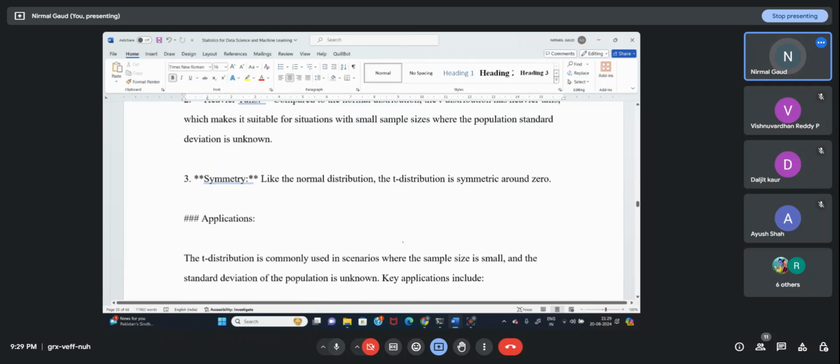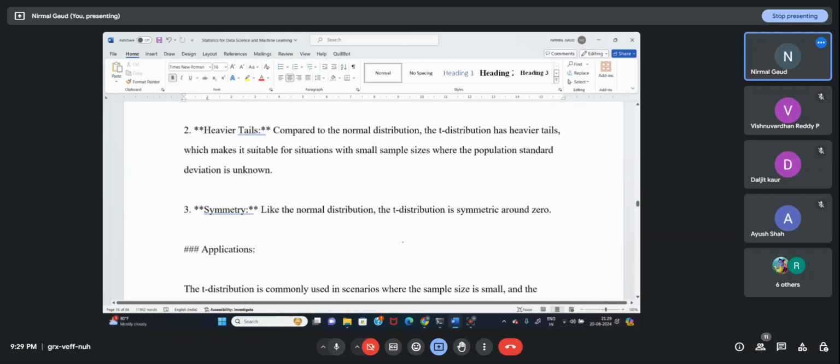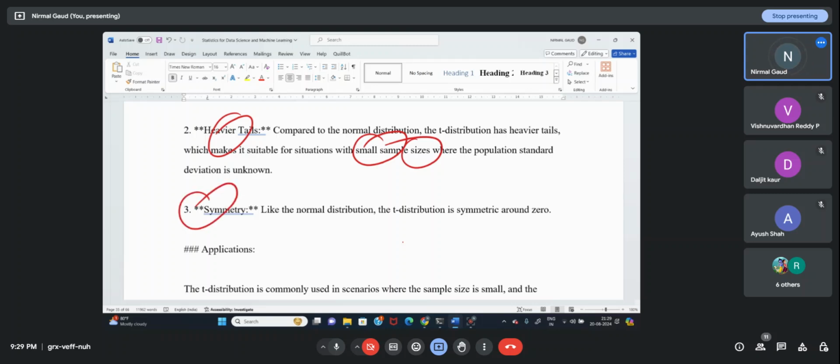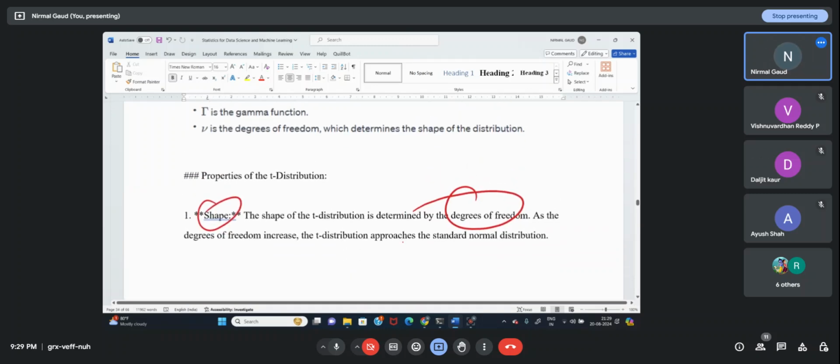There are many things related to student T also, like shape, as I told. The shape is like normal only, but it has one thing: degree of freedom, and heavy tails. It is suitable for small sample size data. It's symmetrical only, like normal. There is one new term that came here: degree of freedom.